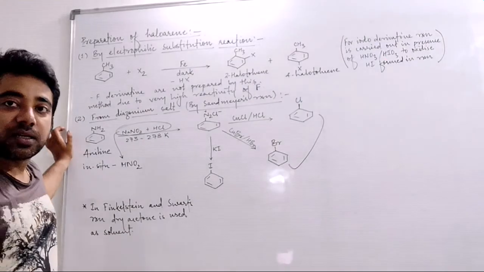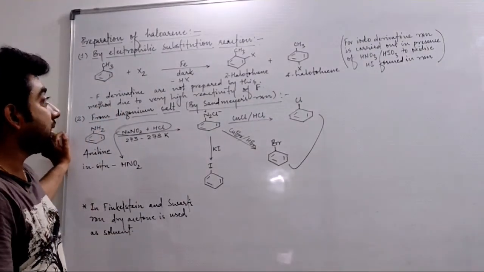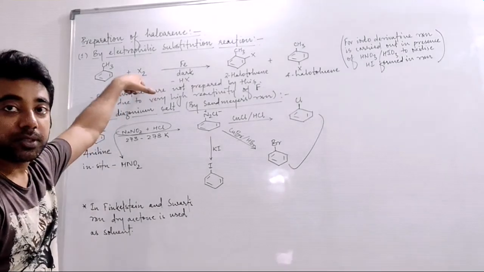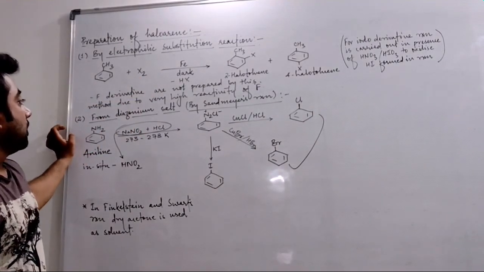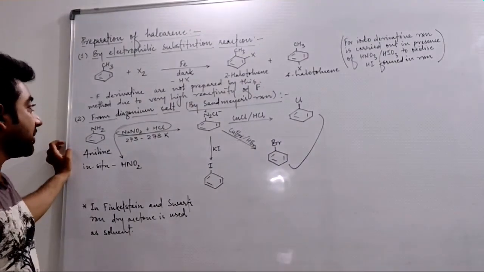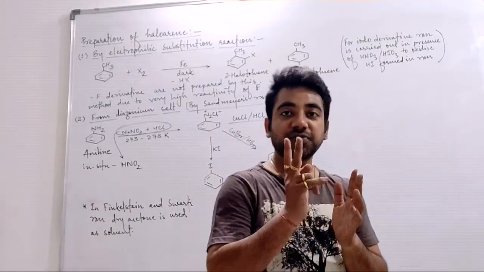और rest, अगर आपको ब्रोमोबेंजीन बनाना है, ब्रोमो डेरिवेटिव बनाना है या क्लोरो डेरिवेटिव बनाना है, तो you can take directly bromine and chlorine here respectively. From diazonium salt, also called preparation by Sandmeyer reaction. This reaction has two steps.